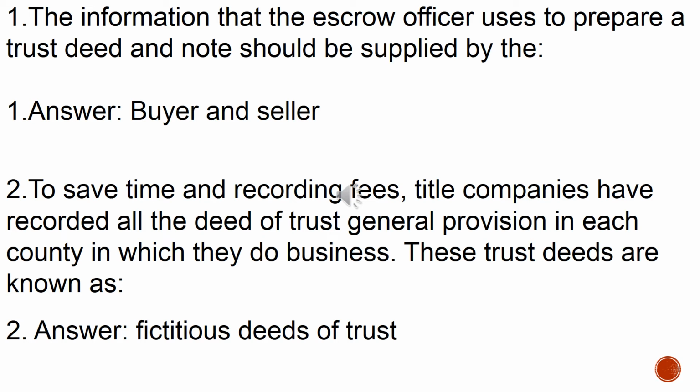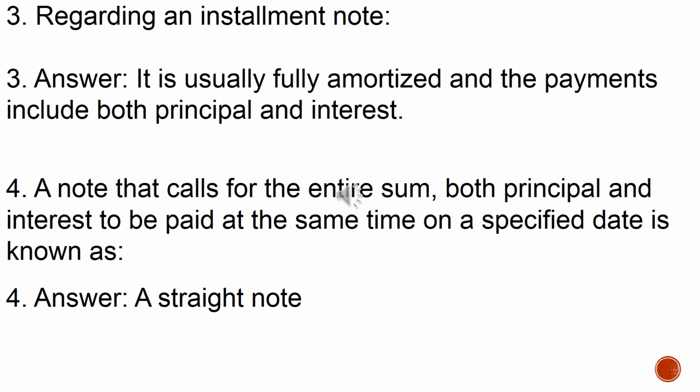Question number 2. To save time and recording fees, title companies have recorded all the deed of trust general provisions in each county in which they do business. These trust deeds are known as, answer, fictitious deeds of trust. Question number 3. Regarding an installment note, answer, it is usually fully amortized and the payments include both principal and interest.